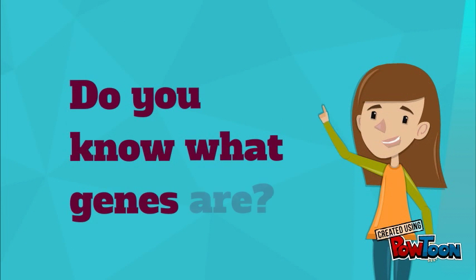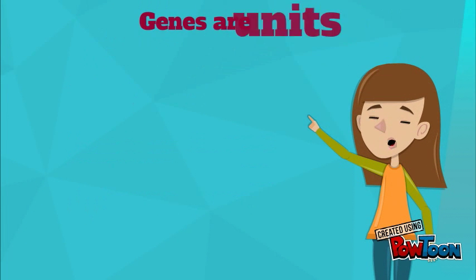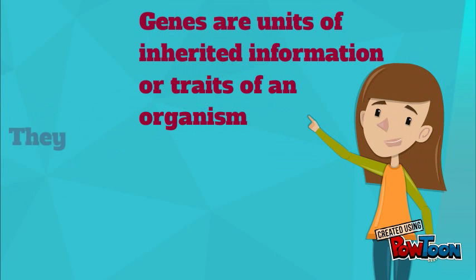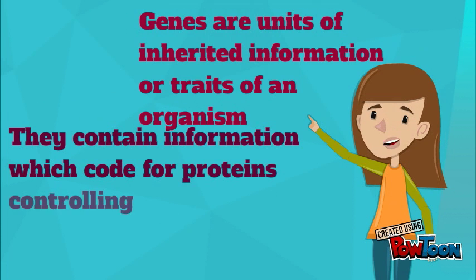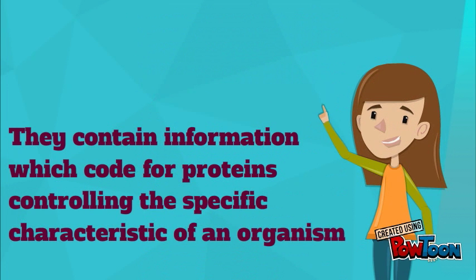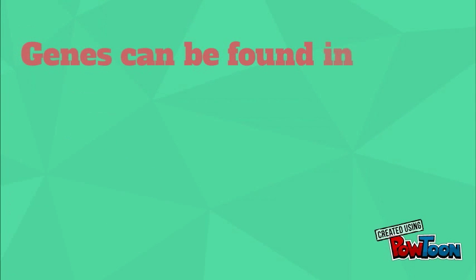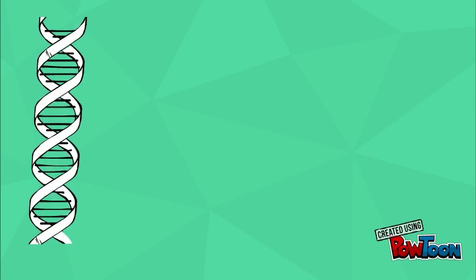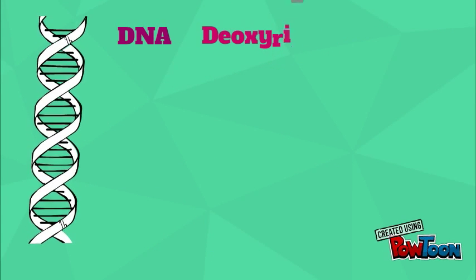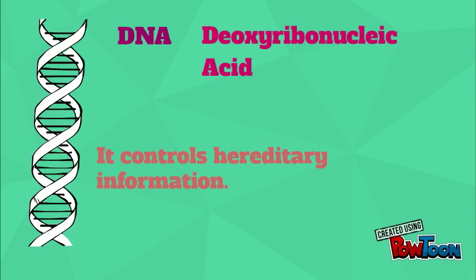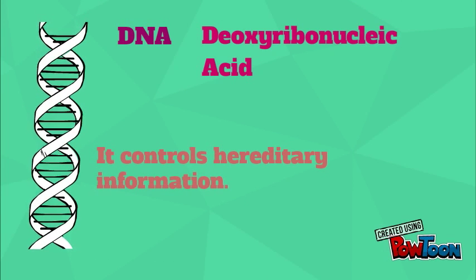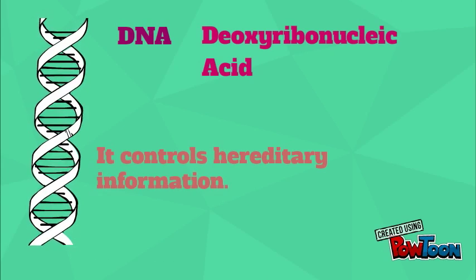Do you know what genes are? Genes are units of inherited information or traits of organisms. They contain information which code for proteins controlling the specific characteristic of an organism. Genes can be found in certain regions of the DNA. DNA stands for deoxyribonucleic acid that controls hereditary information. As you can see, DNA is a long chain of chemicals.